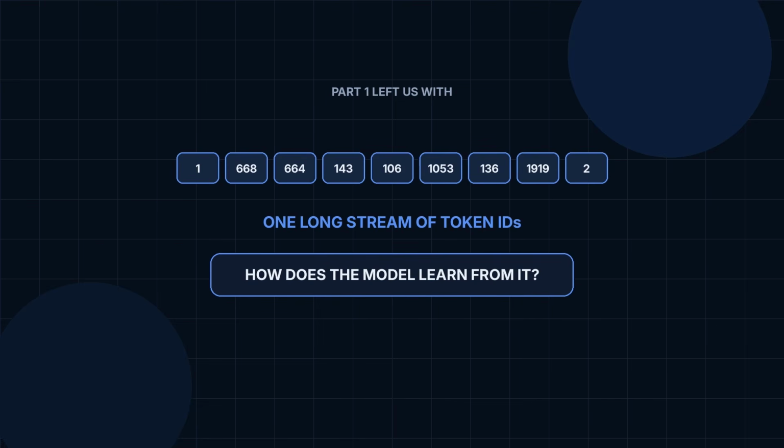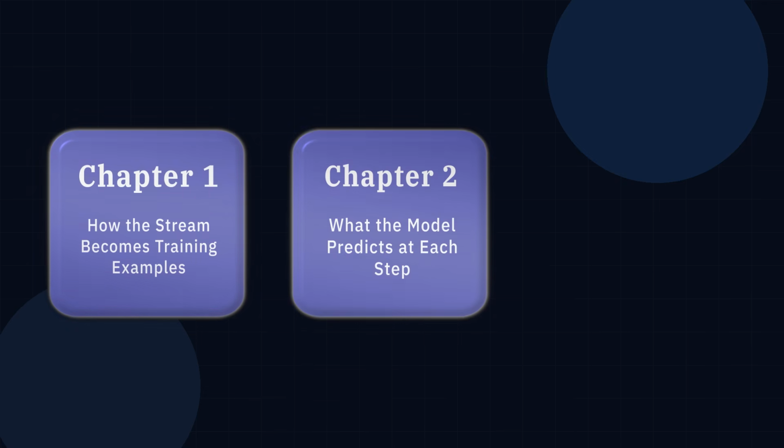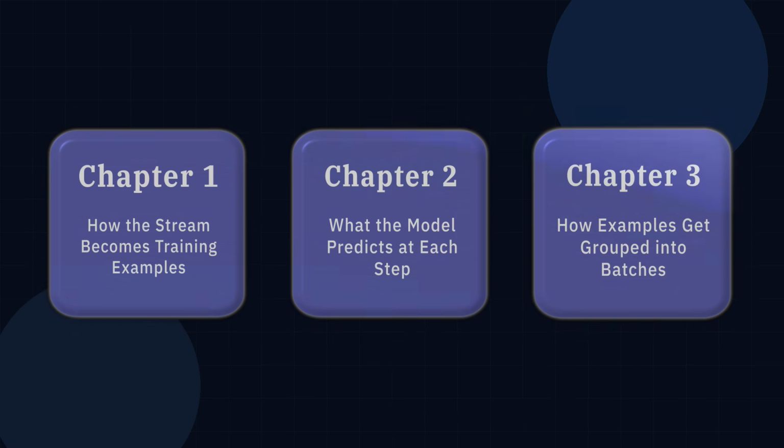In the last video, we turned the AI Club textbook into a long stream of integers. Now the question is, how does the model actually learn from that stream? In this video, we'll cover three things. How that integer stream gets carved into training examples, what the model is actually being asked to predict at each step, and how those examples get grouped into batches for efficient training.